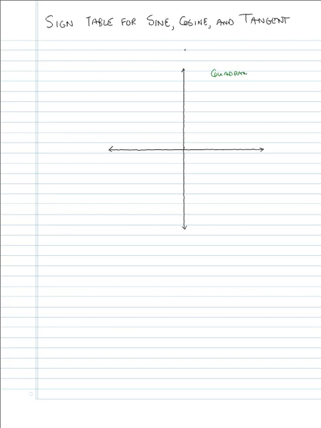This is quadrant 1. Remember we named them with Roman numerals. Over here is quadrant 2. Down here is quadrant 3. And over here, of course, is quadrant 4. Okay. Now, let me just draw a little reference unit circle down here, because what I'm really thinking of is a unit circle. I just don't want it to get in our way.